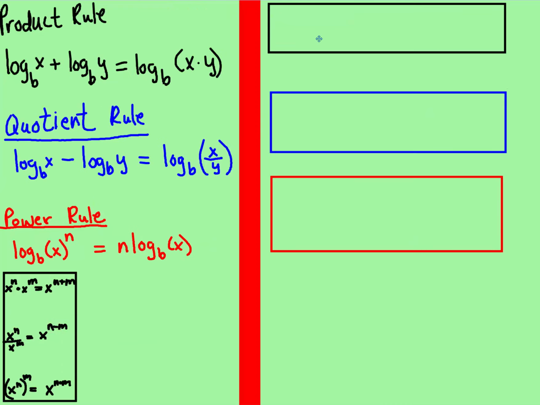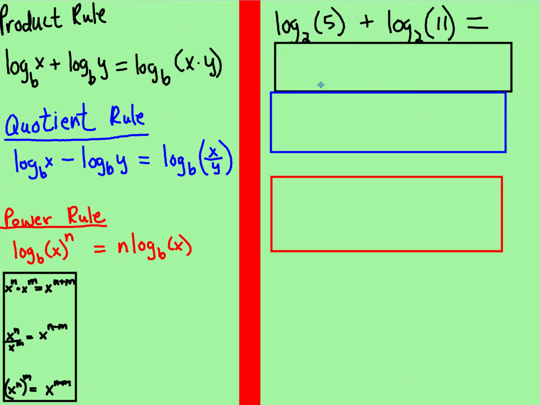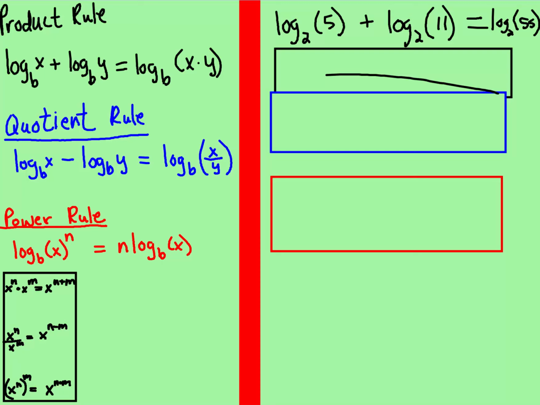All right, so we've got the product rule. So we have log base 2 of 5 plus log base 2 of 11. And look at what happens. When you add logs of the same base, you multiply the values and rewrite it as a log. So log base 2, and it becomes 5 times 11, which is 55. There you go.